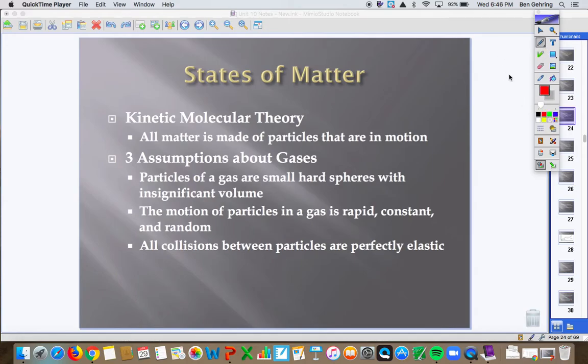First off, your kinetic molecular theory is the idea that all matter is made of particles that are in constant motion. So when we talk about gases, we assume that gases are small hard spheres with insignificant volume. We assume that the motion of the particles in a gas is rapid, constant, and random, meaning they travel in a straight line and ricochet off walls without changing directions, without added spins and things like that. So the random motion. And all collisions are perfectly elastic, meaning they don't lose any energy when they collide with each other. Okay, so those are your three assumptions about gases.